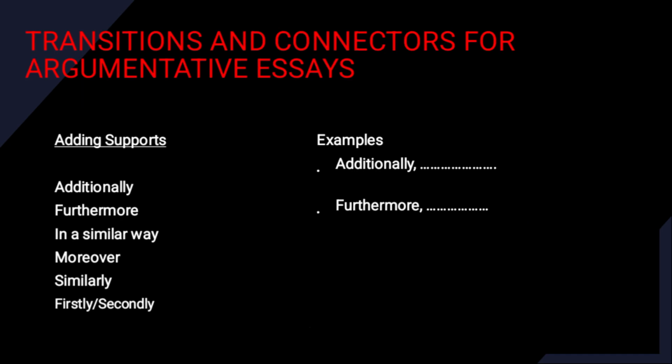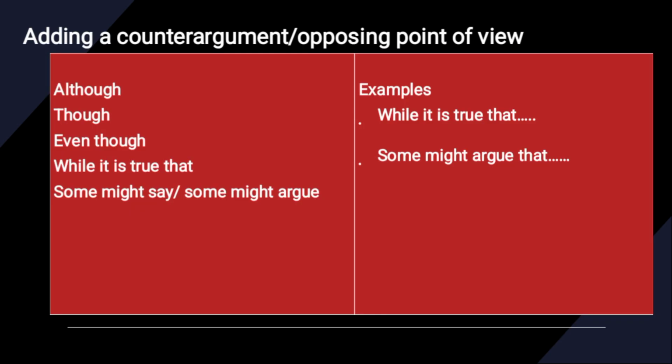All right. So one of the keys to a strong argumentative essay is using transitions and connectors. Words like firstly, in addition, and moreover help introduce new ideas, or when you're trying to state another point in connection with what you have said earlier. On the other end, we have words like although, though, even though, while it is true that, some might say, some might argue. You use these to bring in a contrary opinion.